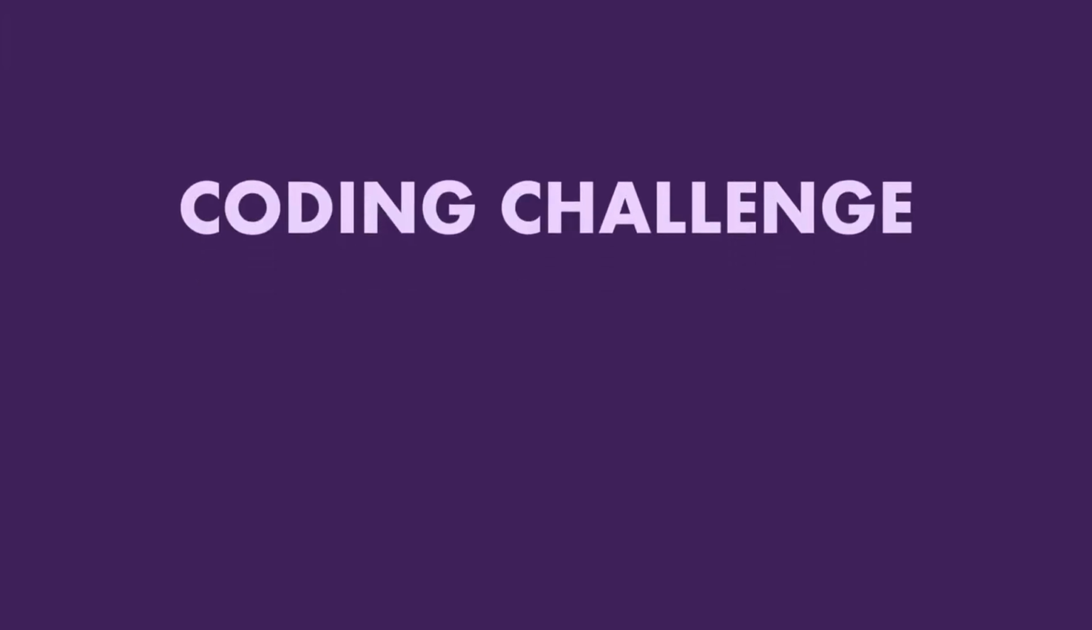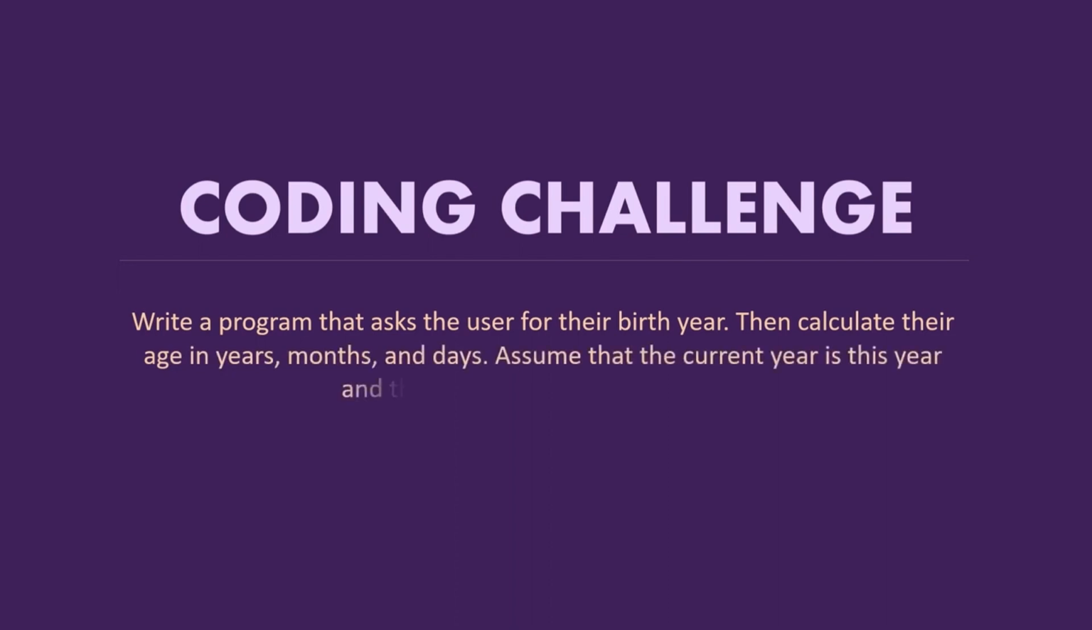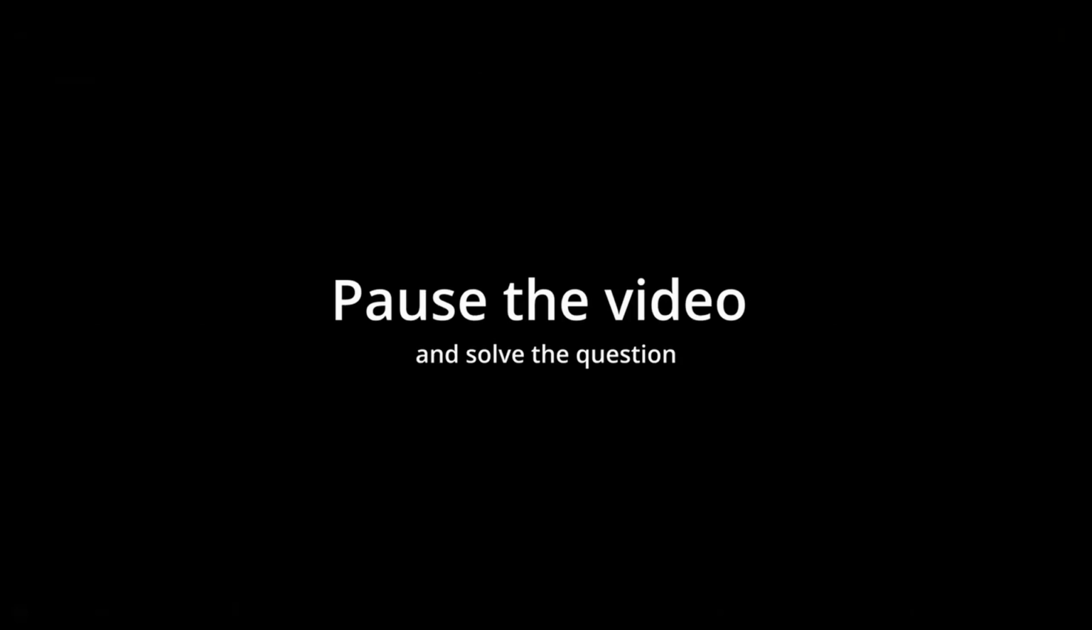Here's the question. Write a program that asks the user for their birth year. Then calculate their age in years, months, and days. Assume that the current year is this year and that there are 365 days in a year. So now pause the video and solve this question on your own. Afterwards, come back and see my solution.